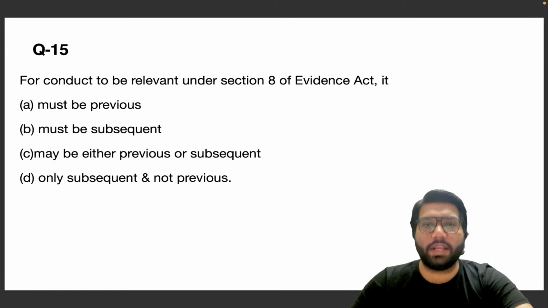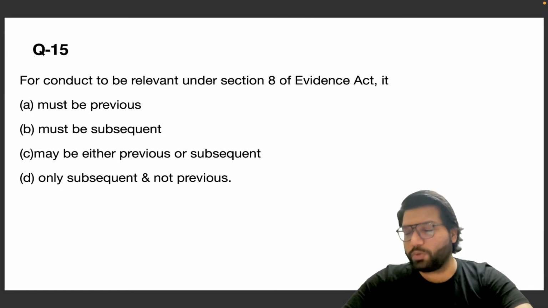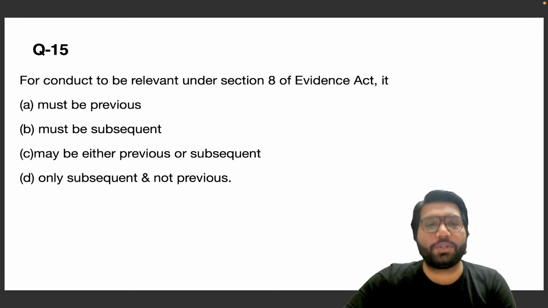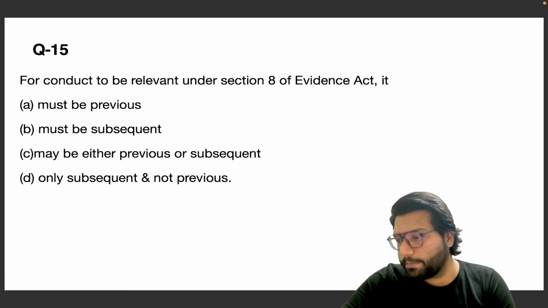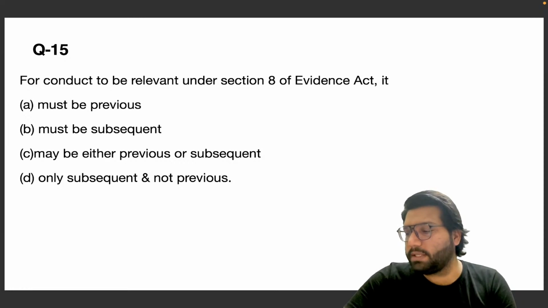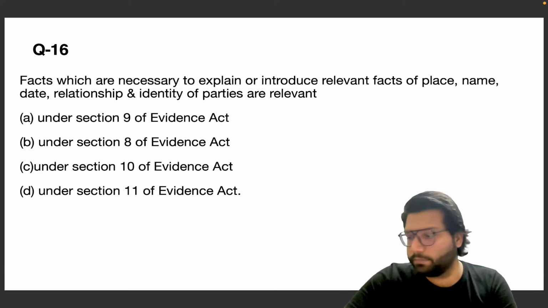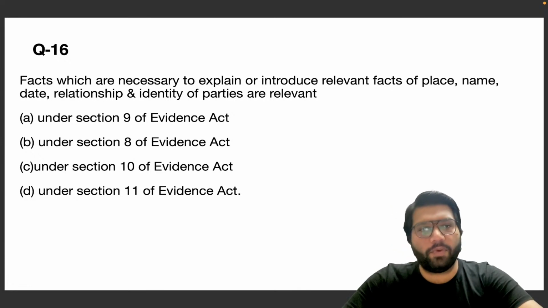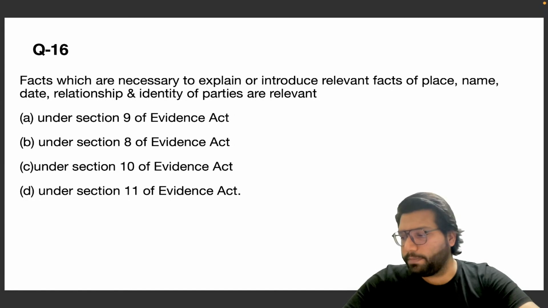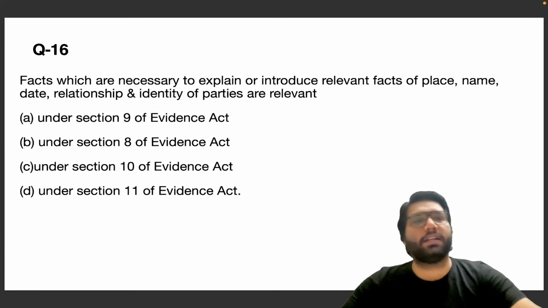For conduct to be relevant under section 8 of the Indian Evidence Act, which one do you think is the correct answer out of all these options? First one to answer, Sapna, followed by Amit and Aditya. Students, C is the correct answer. Facts which are necessary to explain or introduce relevant facts, of place, name, date, relationship, and identity of parties, are relevant under section? First one to answer, Sapna, followed by Mosmi and Aditya and Amit. A is the correct answer, student. Section number 9.